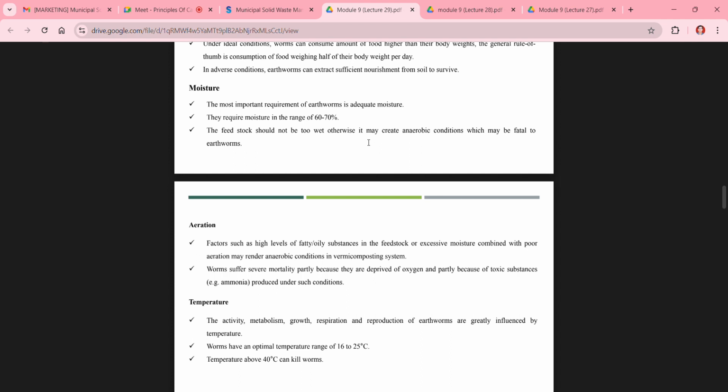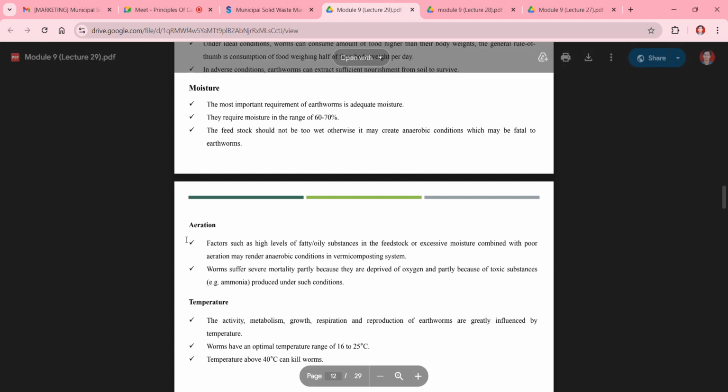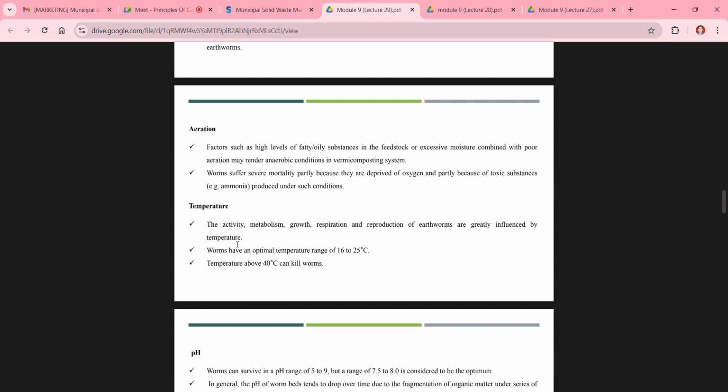And if the temperature is going to be increased, that will be fatal to the life of the earthworms. Then aeration content factors, such as high levels of fatty or oil substances in the feedstock or excessive moisture content combined with poor aeration, may render anaerobic conditions in the vermicomposting process. And we have already discussed what will happen if anaerobic conditions are created during the vermicomposting process. Worms suffer severe mortality, partly because they are deprived of oxygen and partly because of toxic substances like ammonia produced under such conditions.